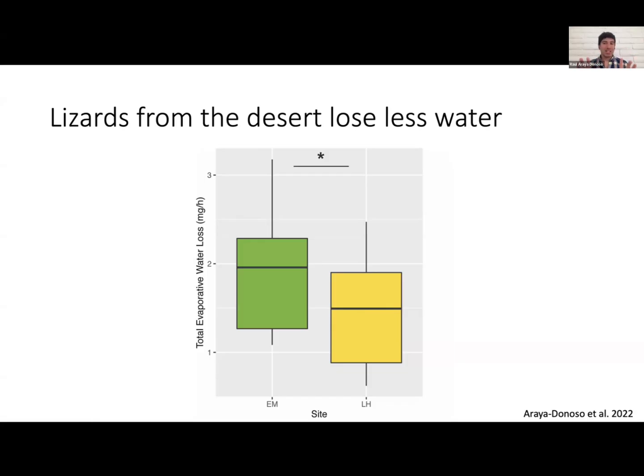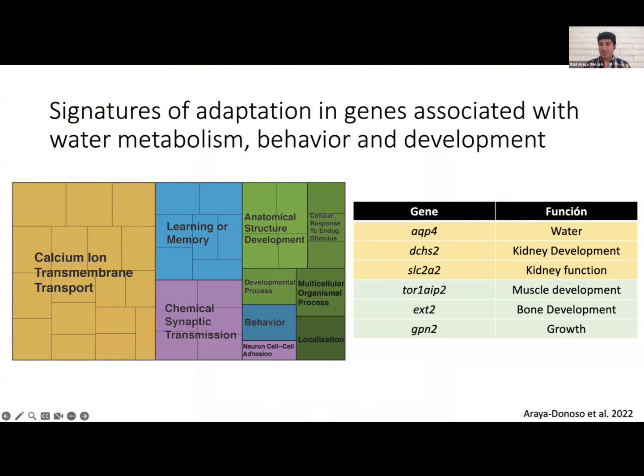So they're potentially adapted to their environment. And the last thing we analyzed was their signatures of adaptations in their genome. So we analyzed the different genes that were potentially under selection between these different populations. And we found in general signatures of adaptation in genes associated with water metabolism, their behavior, and their development. So just a few genes that were super interesting.